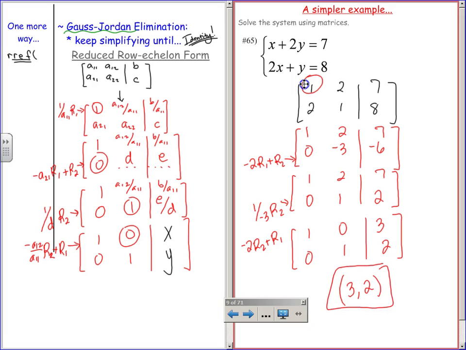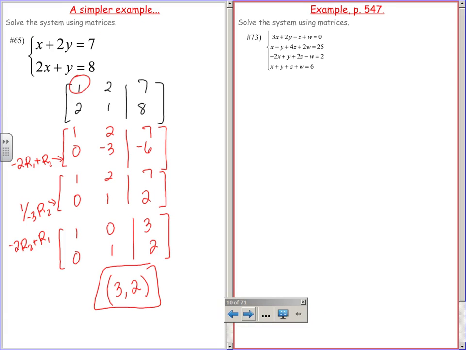Guess what changes when we have a much bigger one? Not much. We get a 1, then zeros.